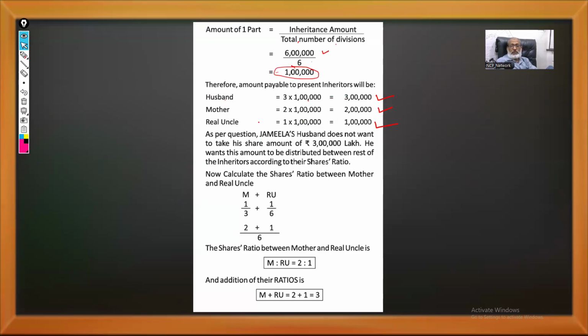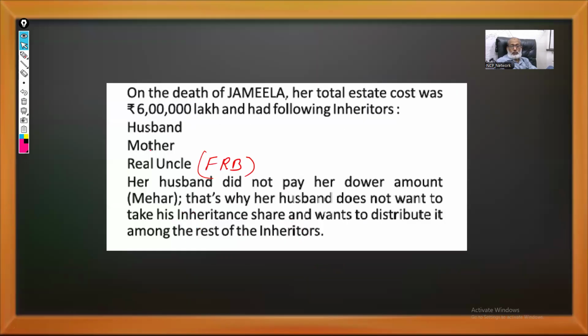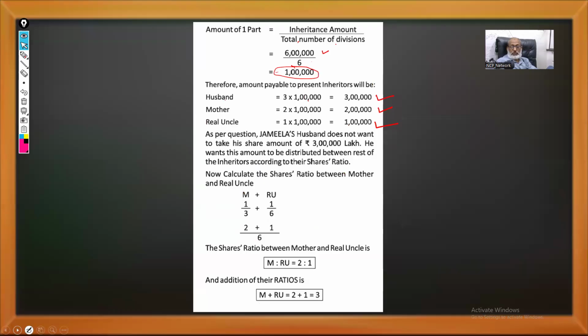But here the question is that the husband of Jamila does not want to take his share, meaning he wants to distribute his 3 lakh rupees among the rest of the inheritors, that is, the mother and the real uncle. So how do we distribute the 3 lakh of the husband between the mother and the real uncle? We have to calculate the ratio first. The ratio of the mother and the real uncle is 2:1, and the sum of their ratio is 3.